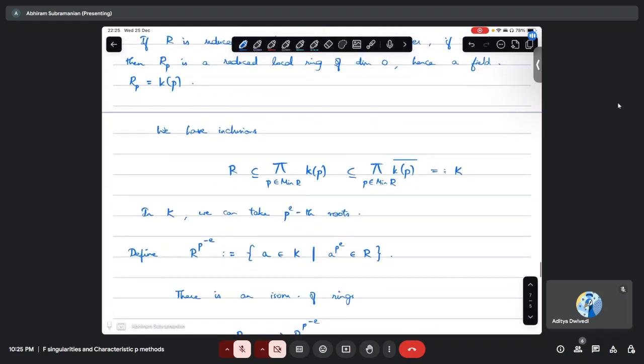So that is the first lecture. That's what I've prepared for today. And in the next lecture, I want to talk about the integral closure and tight closure, how they are similar, and then possibly just stating Kunz's theorem.